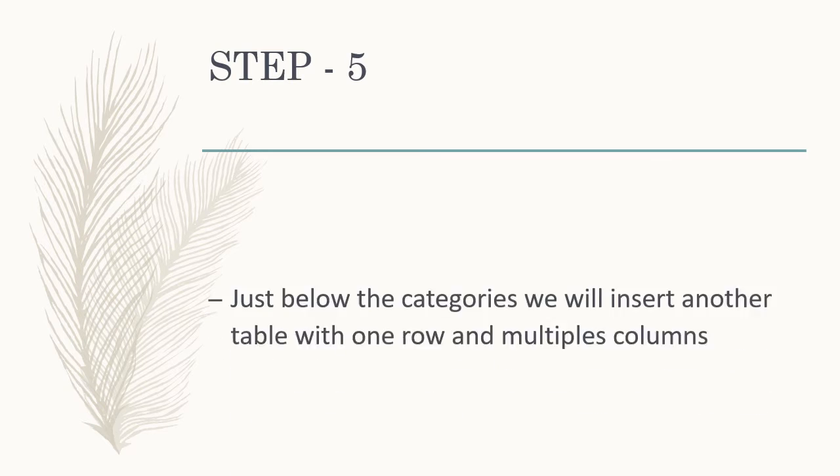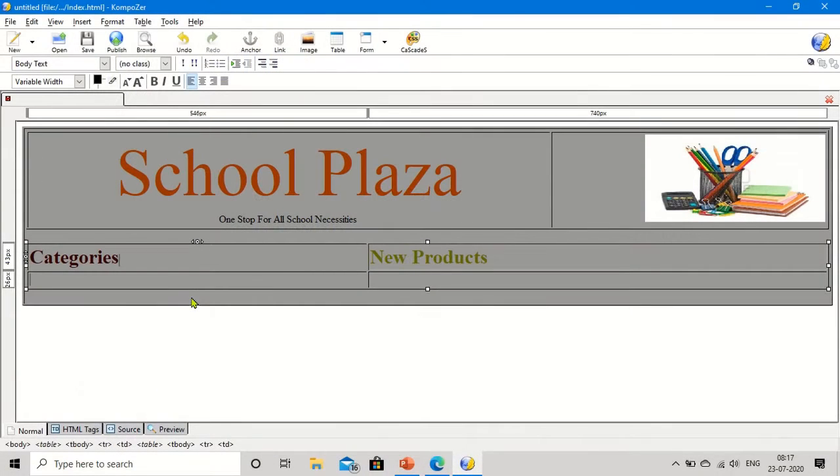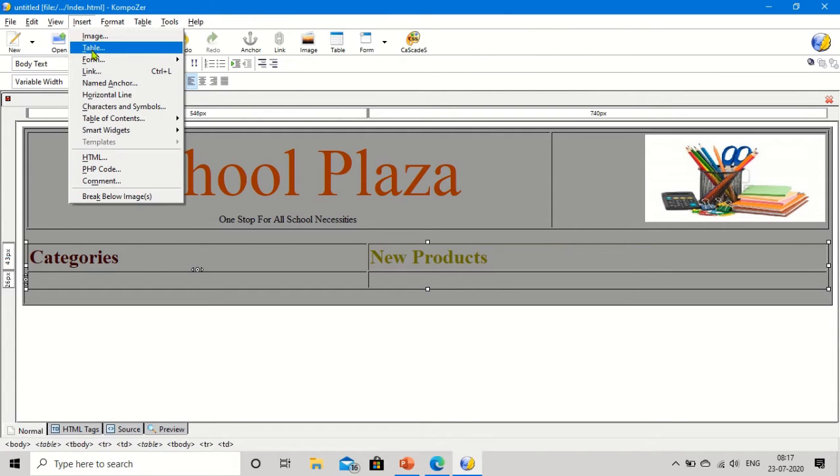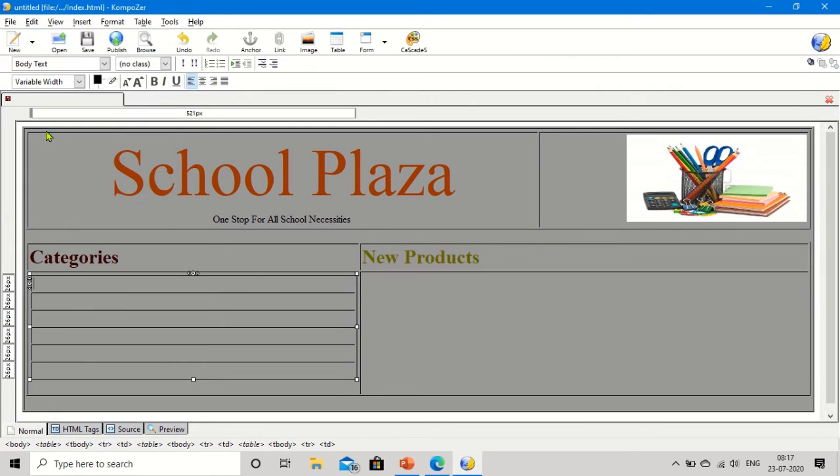5. Just below the categories, we will insert another table with 1 row and multiple columns. Let's see practically. Yeah, just below the categories means the next cell, or we can say the first cell of the second row. So here I want to insert a table with 1 row and multiple columns. So you can see here inserted.